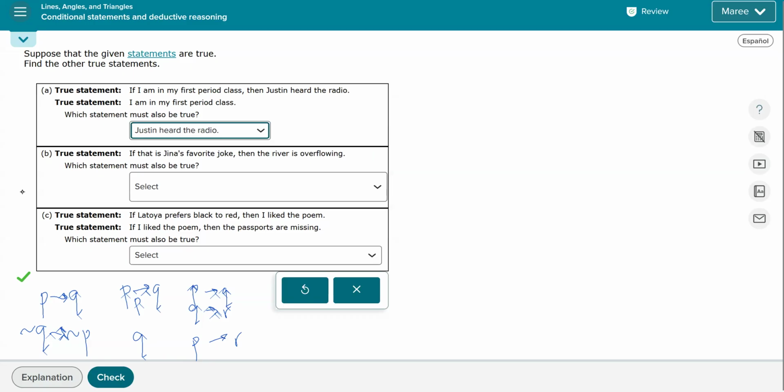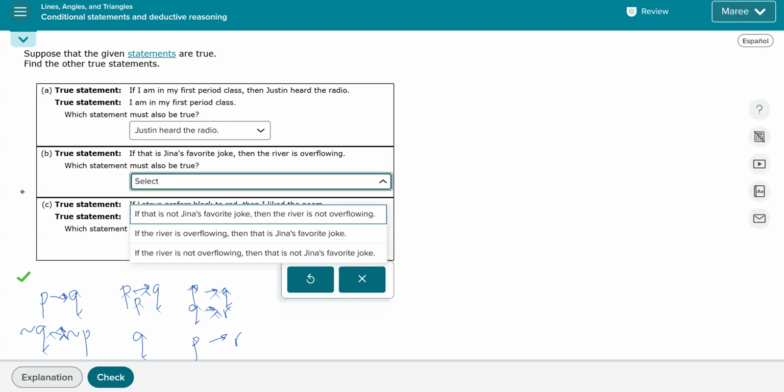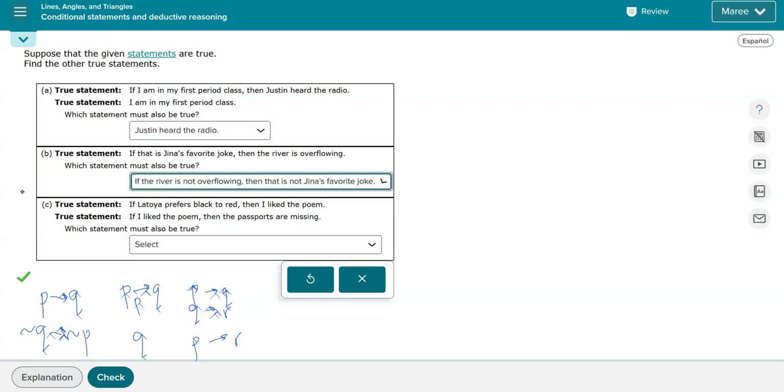If that is Gina's favorite joke, then the river's overflowing. Since they're only giving us a conditional statement, we're looking at the first rule. If P then Q is true, then if not Q, then not P is true. So now we say, if the river is not overflowing, then that was not Gina's favorite joke. There we go.